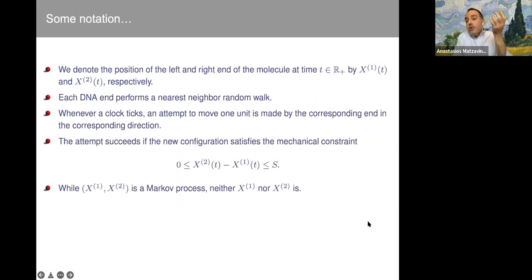And how do you prove, we have something which is not even a Markov process, x2 of t is not even a Markov process. How would you prove a central limit theorem for such a process? Well, you embed an IID sequence into the process. You find a renewal structure.